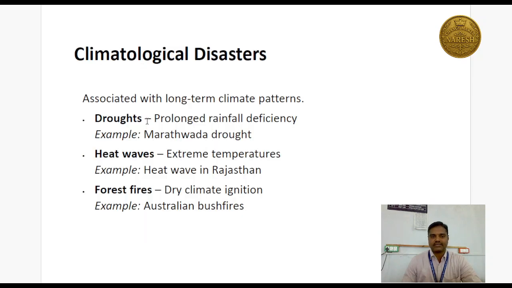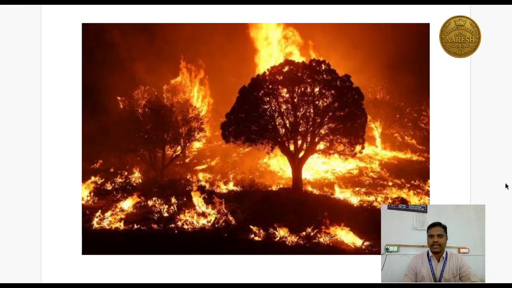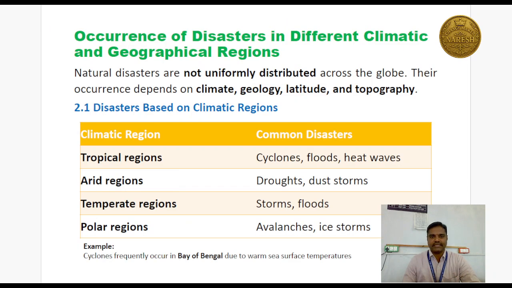So climatological disasters, where there is drought or prolonged rainfall deficiency, where we can see the northward drought. And heat waves, extreme temperatures, for which I just gave the best example of Rajasthan. And forest fire, from dry climate ignition, like the Australian bush fires which also happened. And these are the drought areas we can see, and these are the firefighting places which we can see.